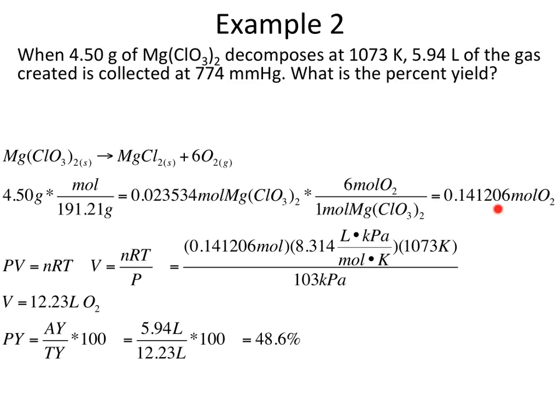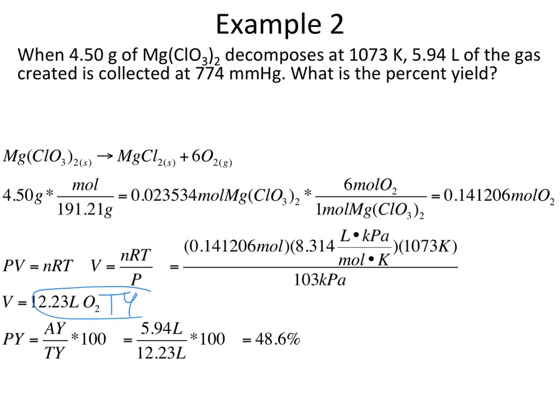So we take this value of moles and put it into our equation here. We use our gas constant, and our temperature is already in Kelvin. We don't have to do anything. Our pressure is in millimeters of mercury, so we have to divide by 760 and multiply by 101.3 to get 103 kilopascals. And we get 12.23 liters. So this right here is our theoretical yield.